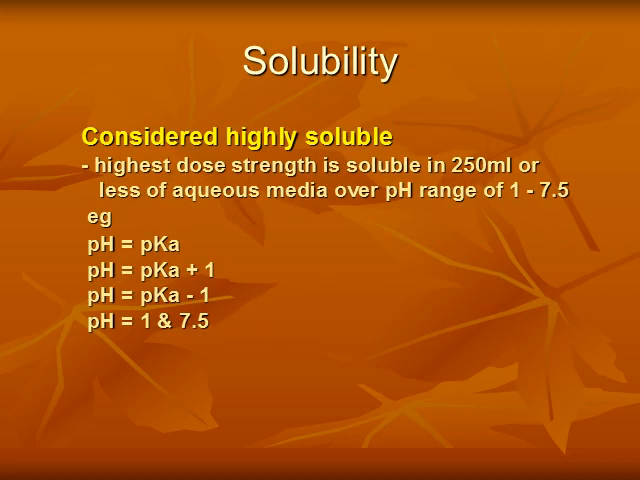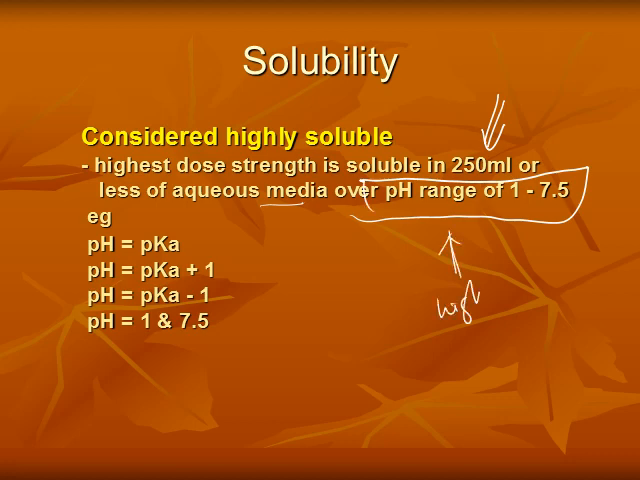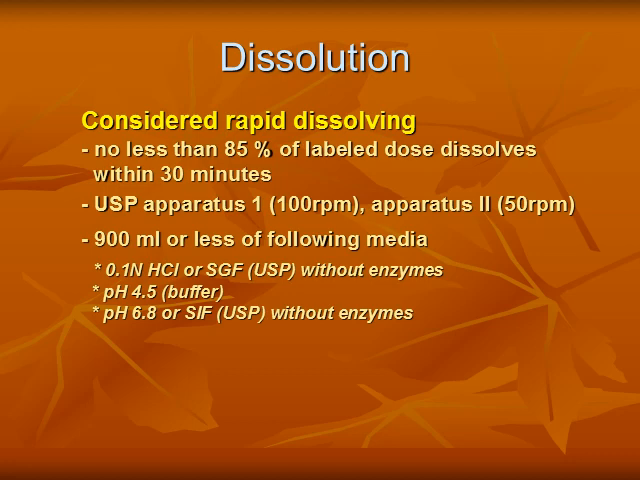Okay, a drug is considered highly soluble when the highest dose strength is soluble in 250 ml or less of medium over the pH range of 1 to 7.5. Then it is highly soluble, which you can apply for bio-waiver in bioequivalence studies.